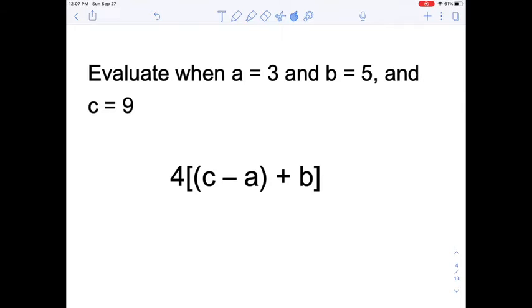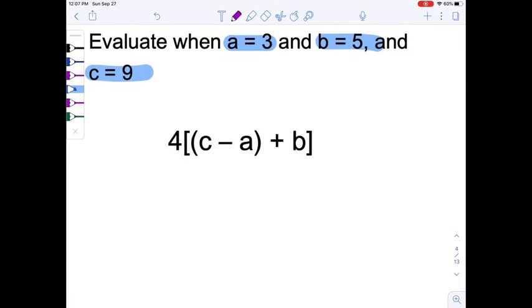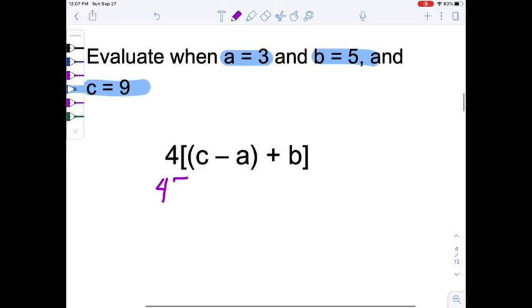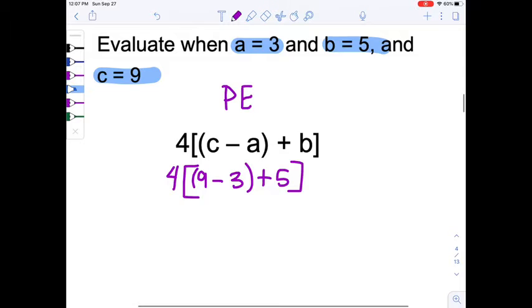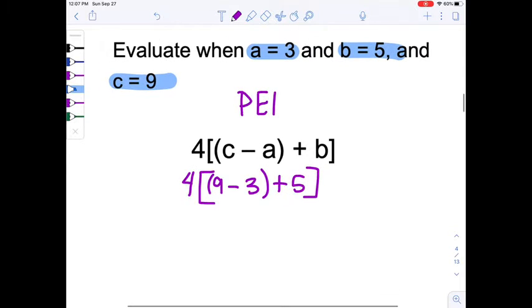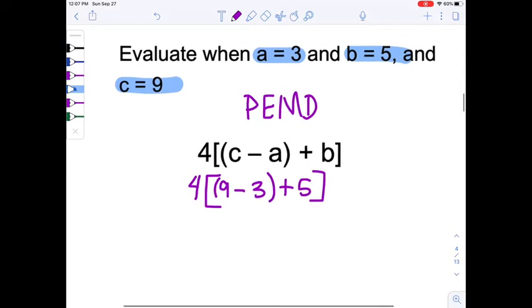The next problem says to evaluate when A is 3, B is 5, and C is 9. So what I'm going to do is just plug in those values into these variables. So I'm going to rewrite this as 4, and then in brackets, 9 minus 3 plus 5. Then I'm going to use order of operations, PEMDAS, to solve.